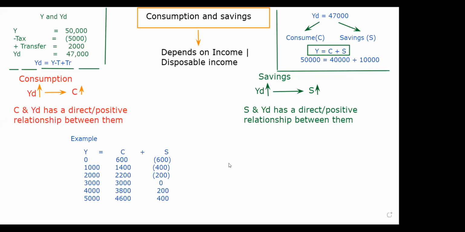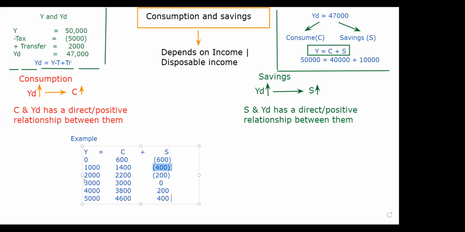Guys, I'm simply saying, whatever you're earning, your income, part of it you will consume, part of it you will save. So if your income is zero and you're consuming 600, Y is equal to C plus S. So if this is a plus 600, to get a final answer of zero, your savings has to be a minus 600. It's a very simple circuit. If you're earning 1,000, and you are consuming 1,400, your savings is a minus 400.